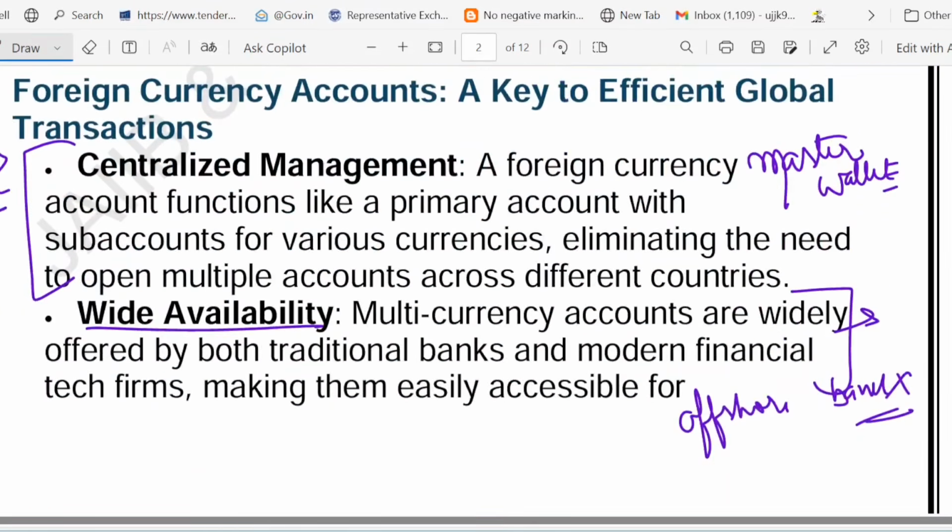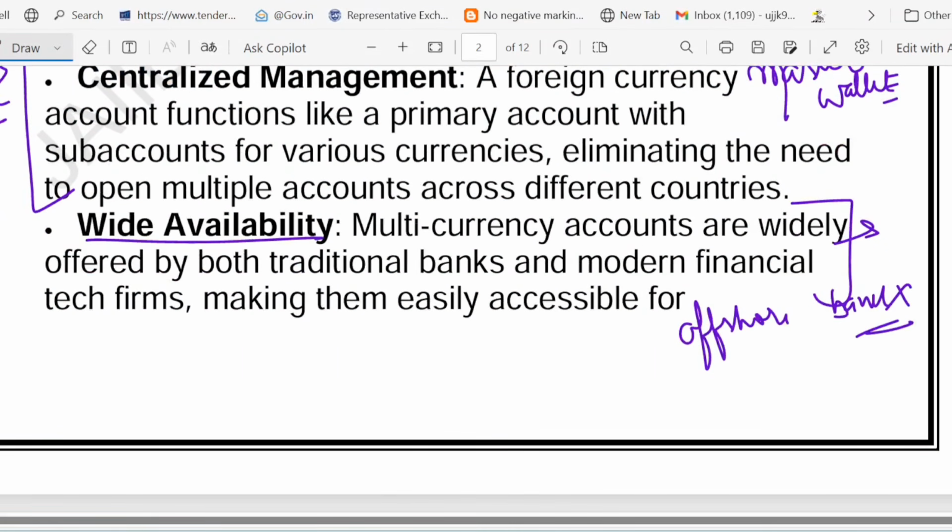So let's summarize what we have covered in this particular slide, recapitulate. I told you that holding a multi-currency account means one account, multiple currencies. So it helps you save your time, save money. First point, it helps you save money. Second point, it saves your time. Third point, global flexibility is offered.